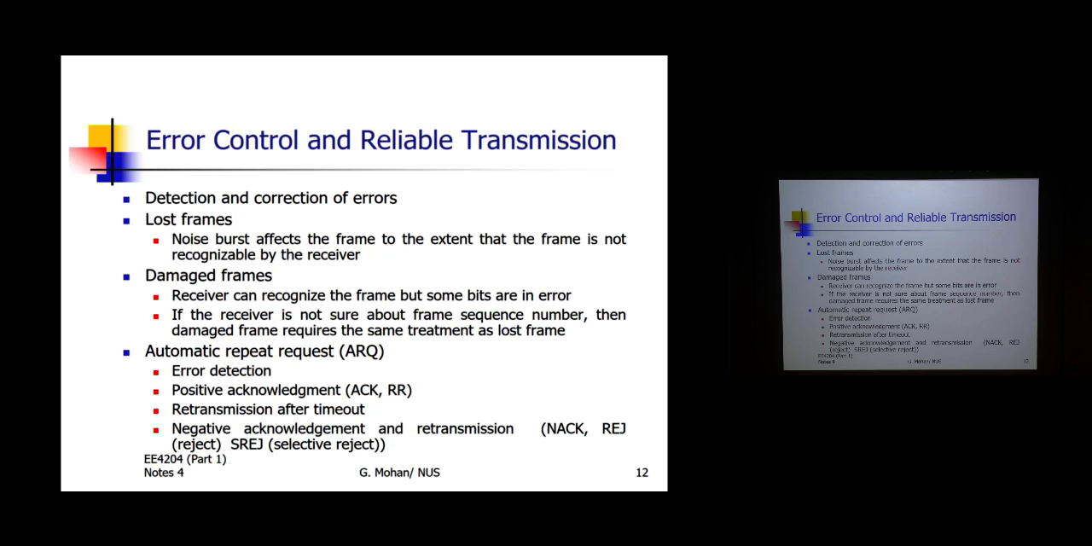Okay, next topic is error control and reliable retransmission. So we now extend the flow control to include errors. In the previous examples, we don't consider errors at all. We assume that every frame safely reaches the other side. So what happens if there are any errors?